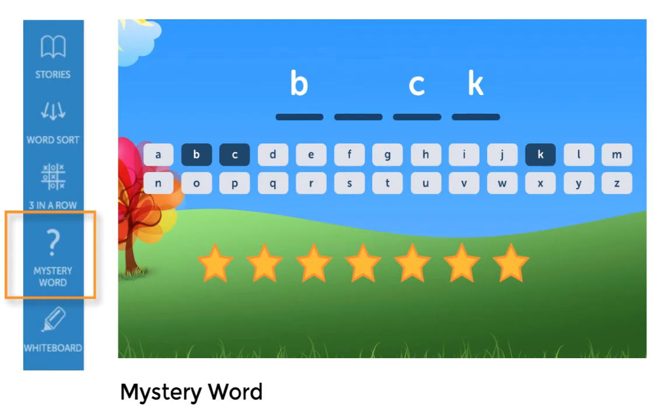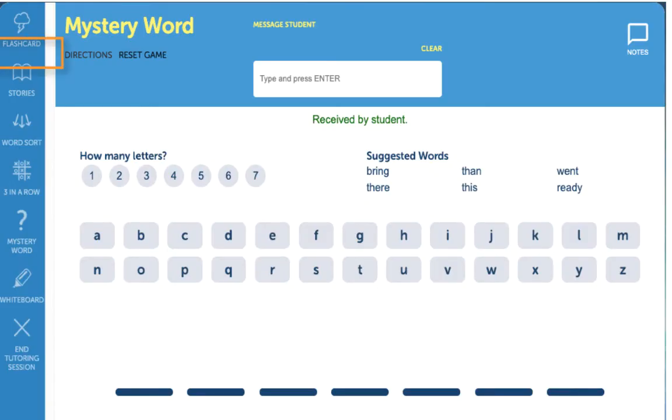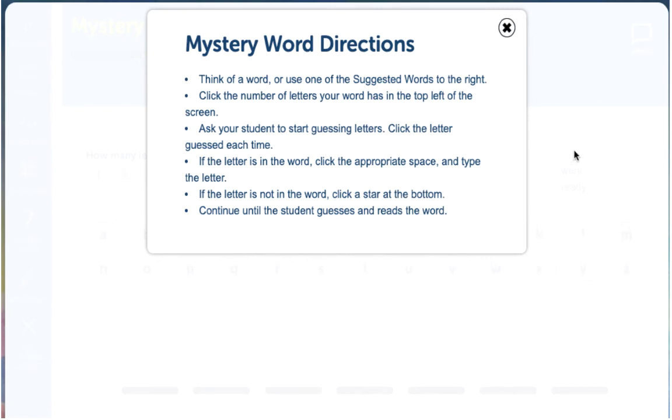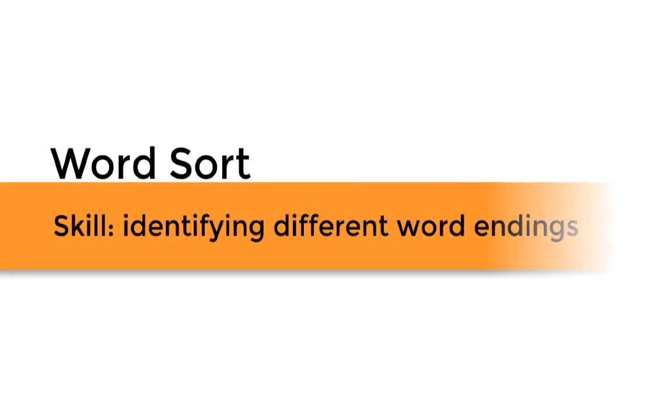What follows is a brief look at each game. To view step-by-step instructions, click on the Directions link at the top of each page. In the word sort activity, students will practice sorting words based on their word endings. This is great practice for students learning how to sound out words.